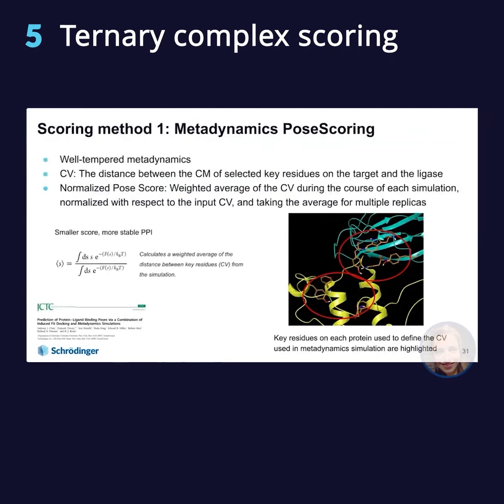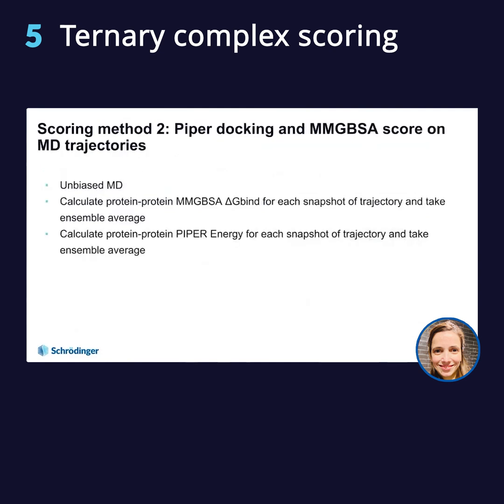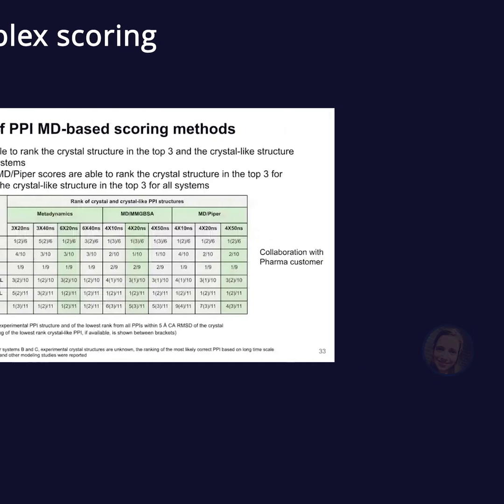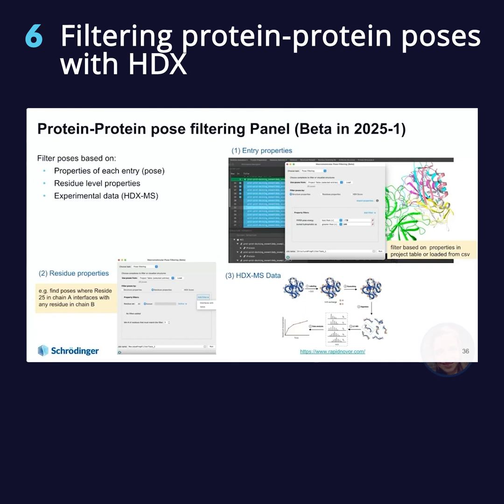So moving to scoring method 1, the metadynamics pose score, we are using well-tempered metadynamics. The collective variable here is the distance between the center of mass of selected key residues on the target and the ligase. And what we use to score these different complexes is a normalized pose score. The second scoring method is Piper docking and MMGBSA score on top of MD trajectory. What this means is that we run unbiased MD, so multiple replicas, and then we calculate either the protein-protein MMGBSA score or the protein-protein Piper energy in place for each snapshot in the trajectory, and then we take the ensemble average.